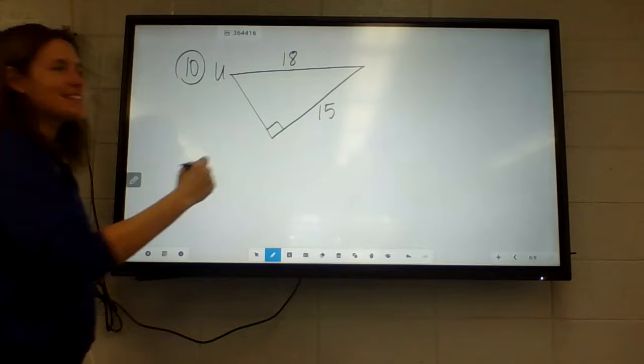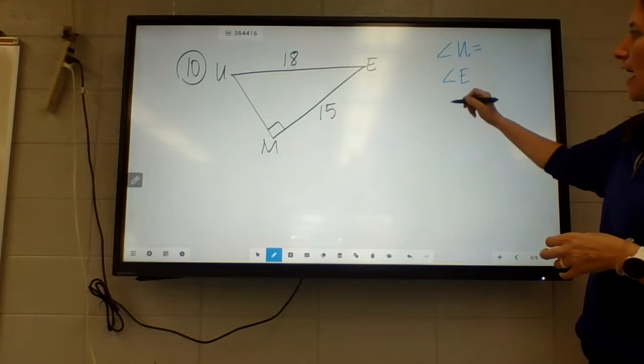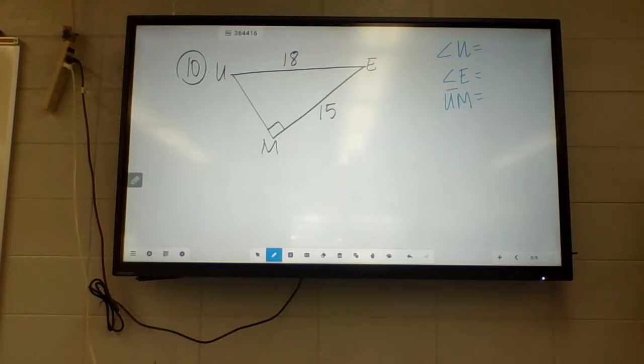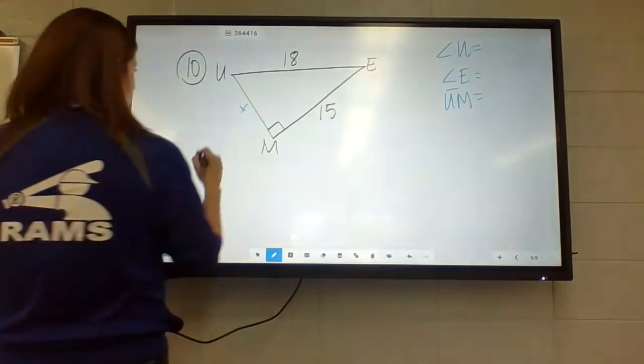Anyway, so in number 10, we're supposed to solve this triangle. So that means find all the missing sides and angles. So I don't know U, I don't know E, and I don't know UM. So I have to find all those. So UM, you could probably find with Pythagorean theorem. It's probably the easiest, fastest way. It's kind of up to you, though, how you guys want to go about that.